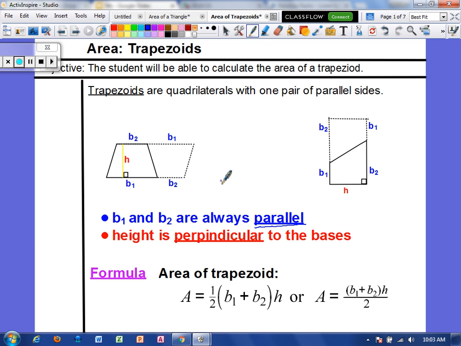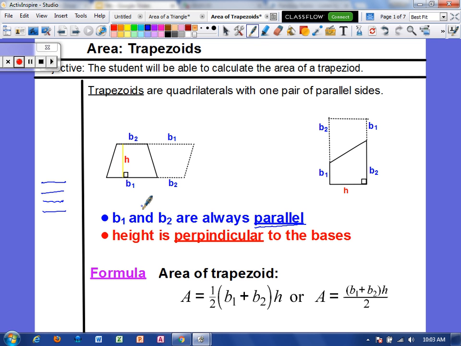Now, whenever you hear the word base, I want you to think about a bass guitar. A bass guitar has 4 strings. And I know my lines are not perfect, but the 4 strings on that bass guitar are parallel to each other. So whenever you look at a trapezoid, to identify the bases, try to see, okay, which ones look like they could be the strings on a bass guitar.